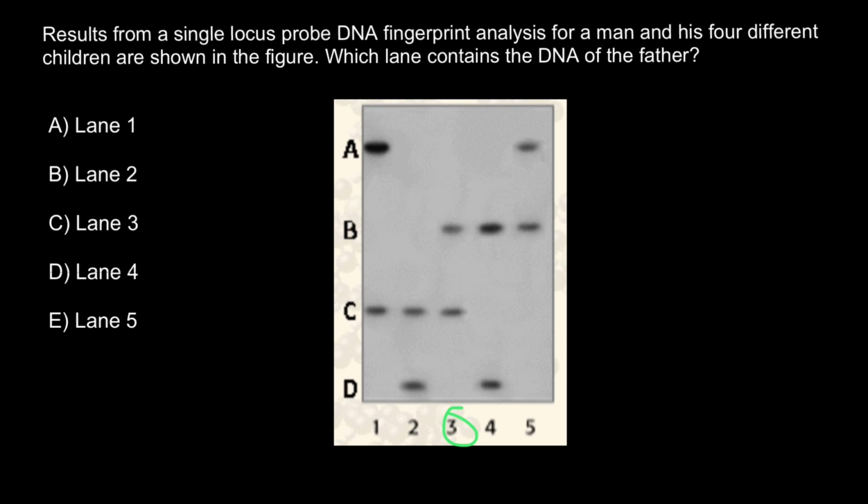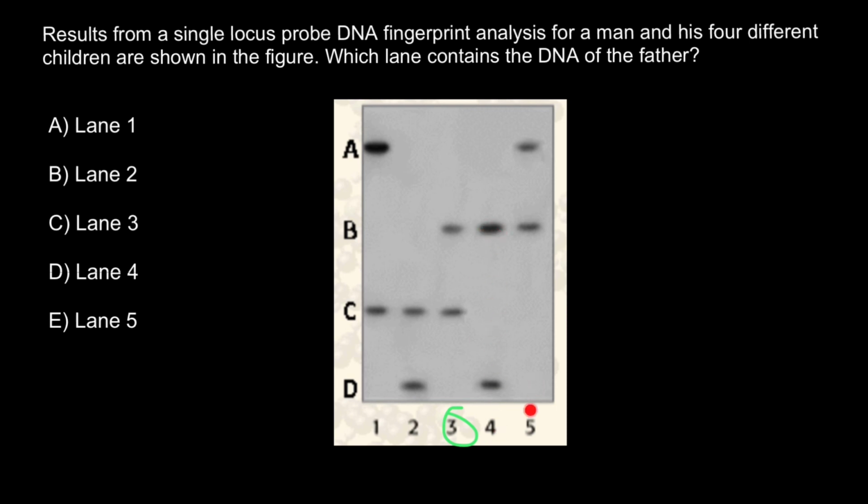So let's assume that person number 4 is the father of the rest. So can he be the father of person number 1? No, he doesn't share any alleles with person number 1. So he cannot be a father.